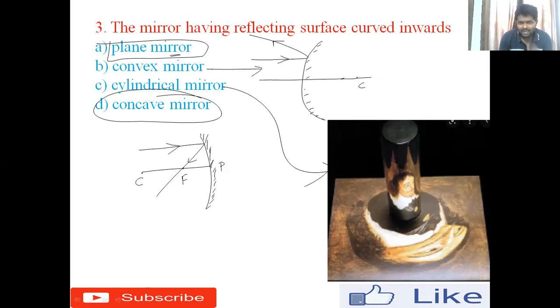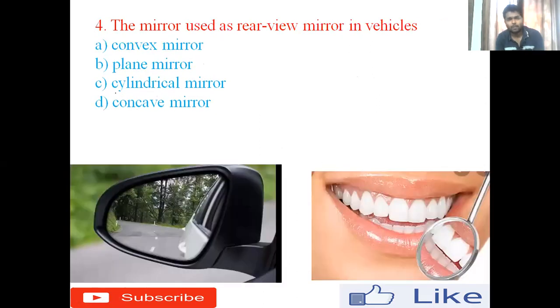So the right answer for this question is concave mirror, in which the reflecting surface is curved inwards, or curved towards the center of curvature. So the right answer for this question is option D.